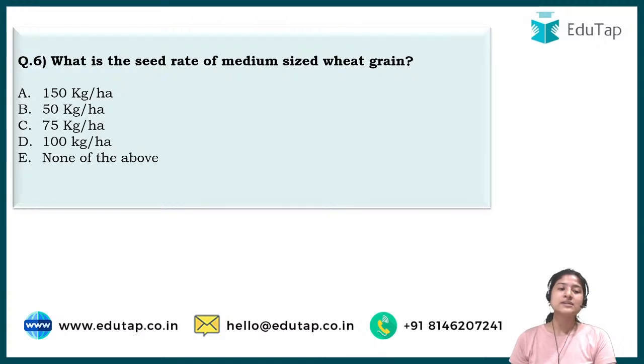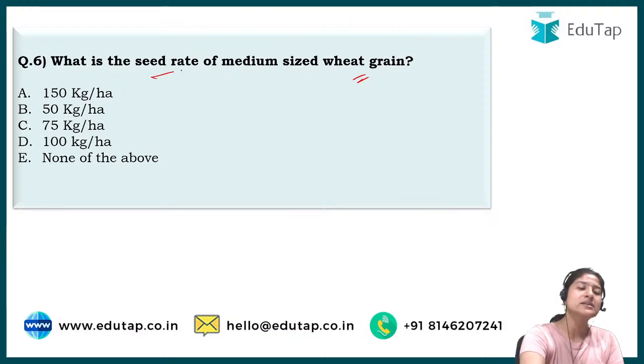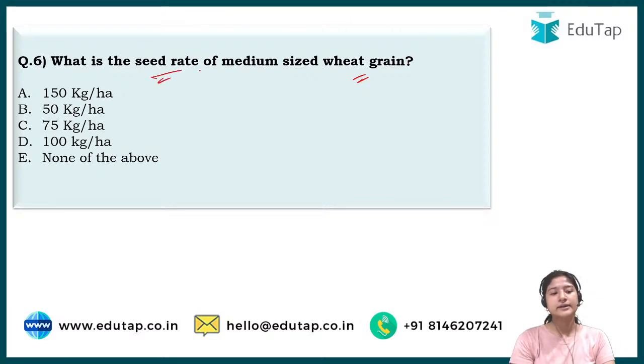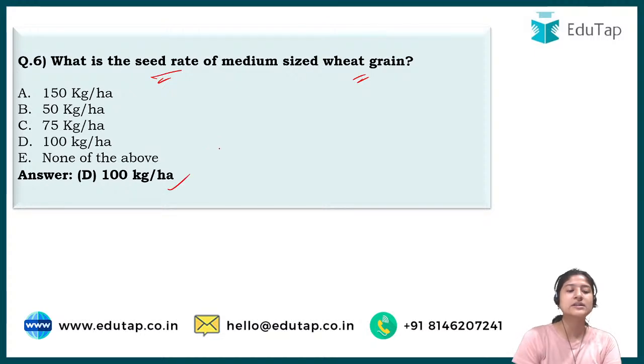Next is, what is the seed rate of medium sized wheat grain? Okay, seed rate is the amount of seed that needs to be distributed in a particular hectare, a given area, so that there is yield. The correct answer to this is option D, that is 100 kg per hectare.